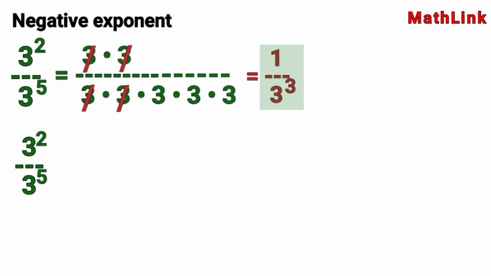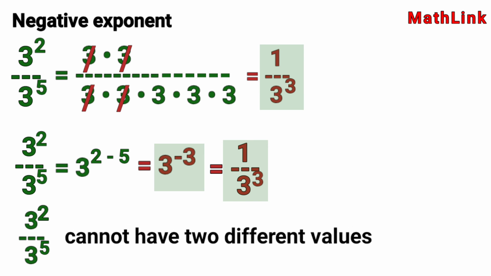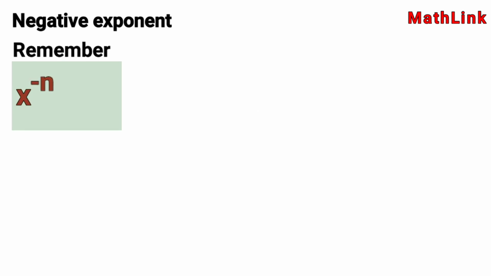Now let us answer using the quotient rule. 3 raised to 2, over 3 raised to 5, is equal to. Copy the base 3 and subtract the exponent. 2 minus 5 is equal to 3 raised to negative 3. Therefore 3 raised to negative 3 is equal to 1 over 3 raised to 3, because 3 raised to 2 over 3 raised to 5 cannot have two different values. Remember, x raised to negative n is equal to 1 over x raised to n.